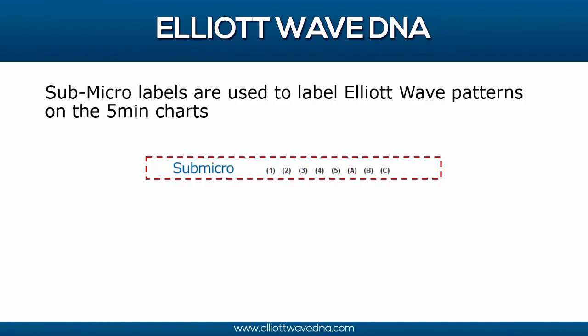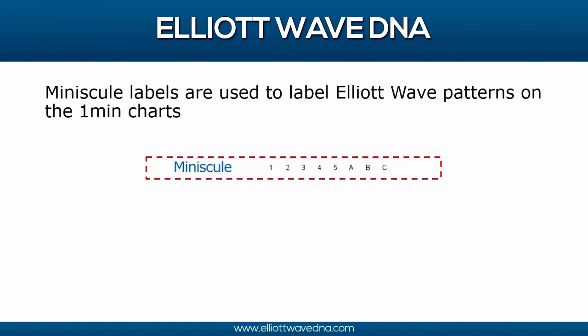Submicro labels are used to label Elliott wave patterns on the 5-minute charts. Minuscule labels are used to label Elliott wave patterns on the 1-minute charts.